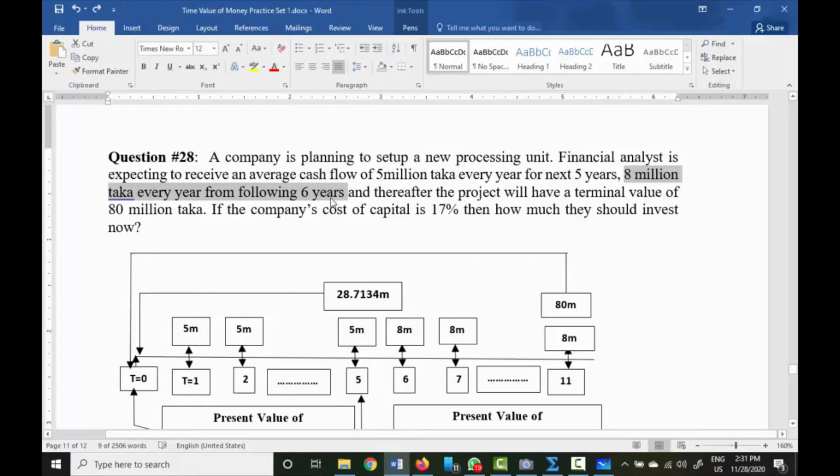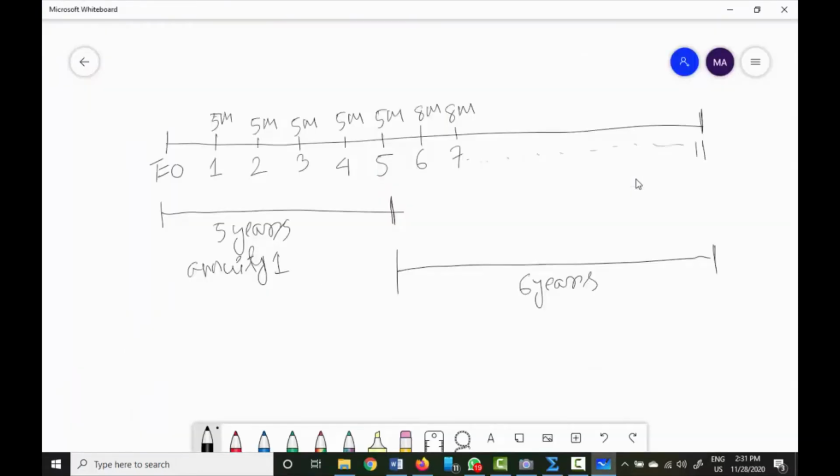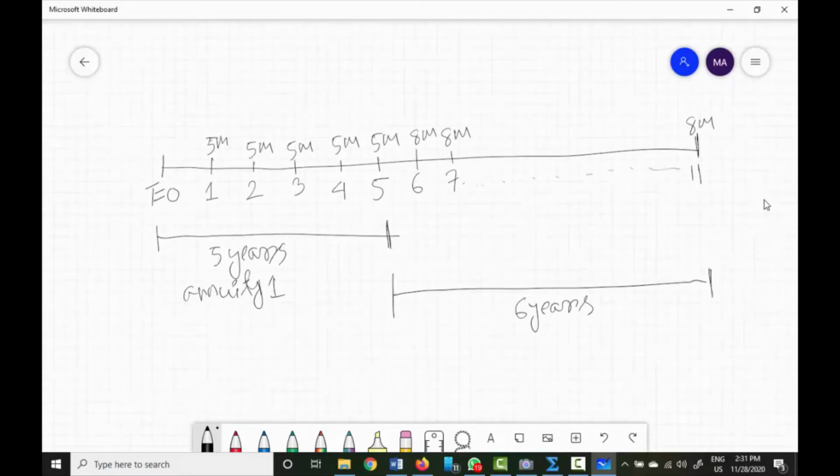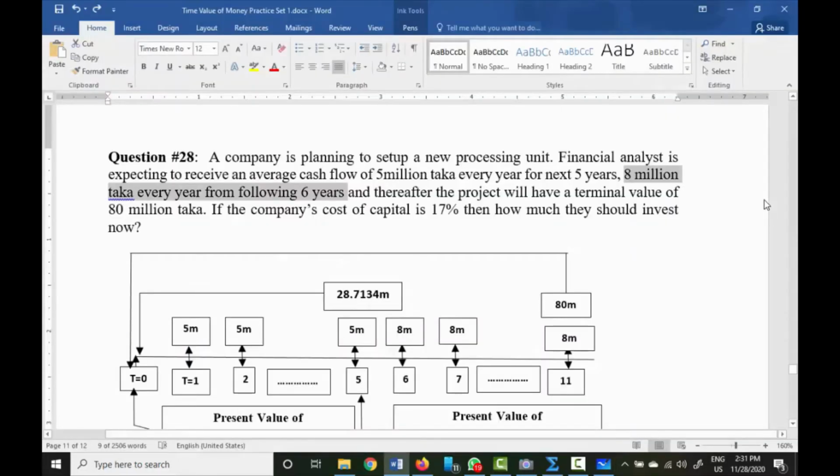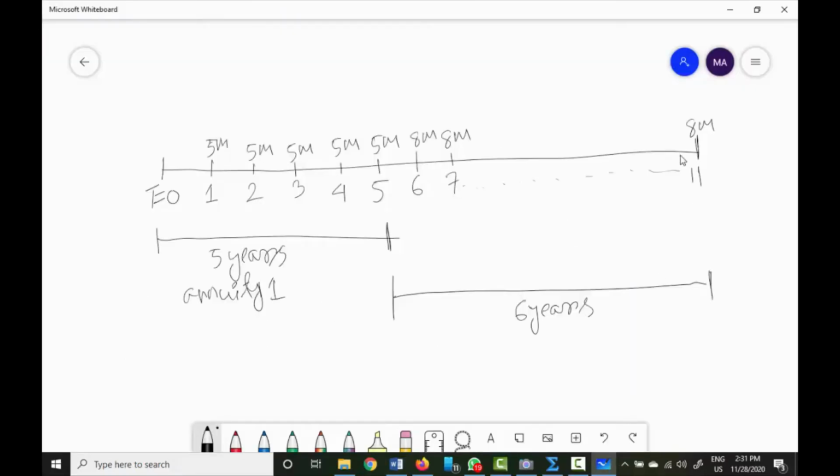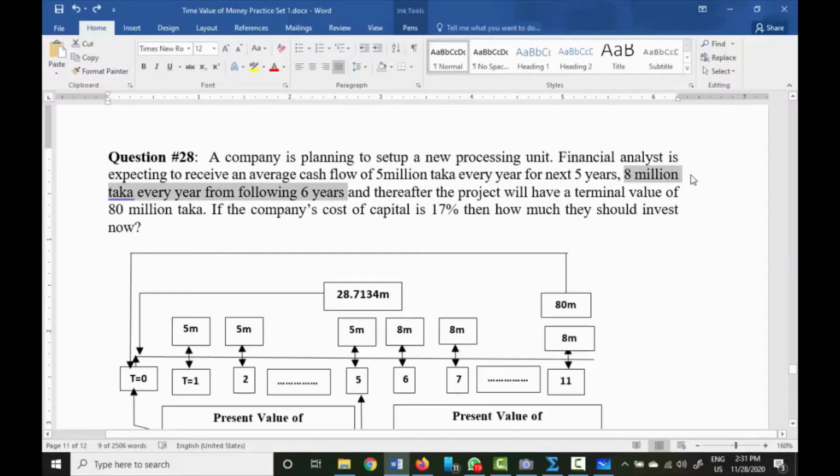So following 6 years we will get 8 million taka every year. That means a total 11 years period, and we will get 8 million taka at the end of each period. And then after this 11 years period, the project will be terminated.